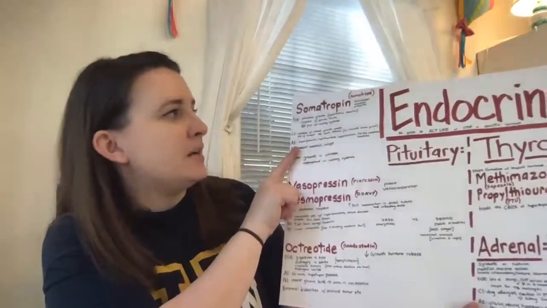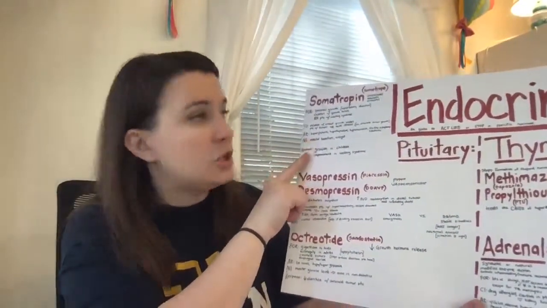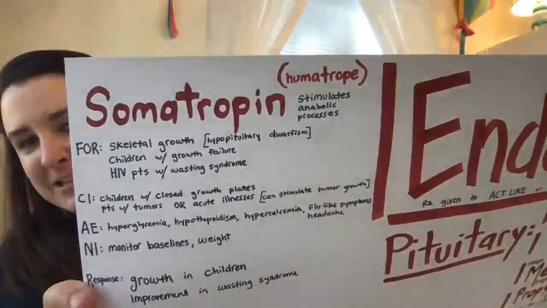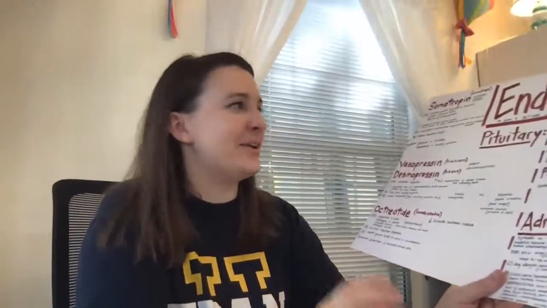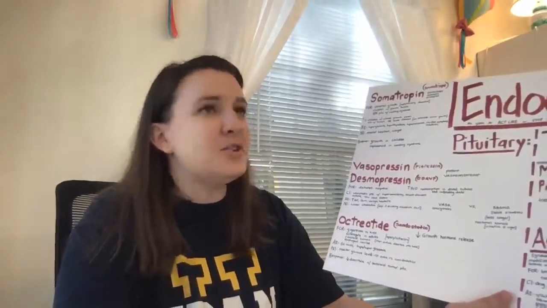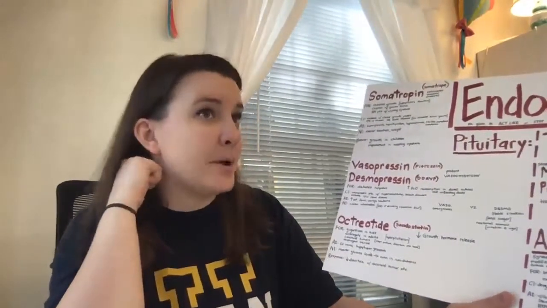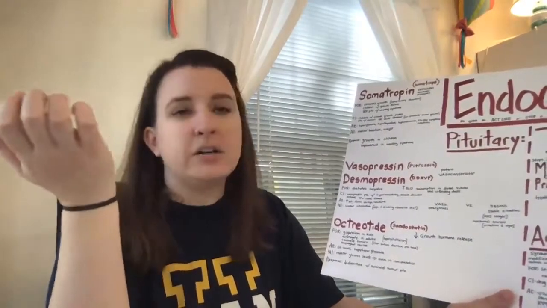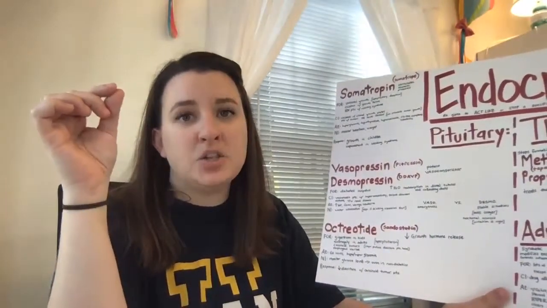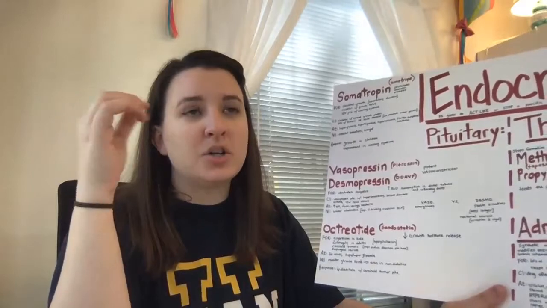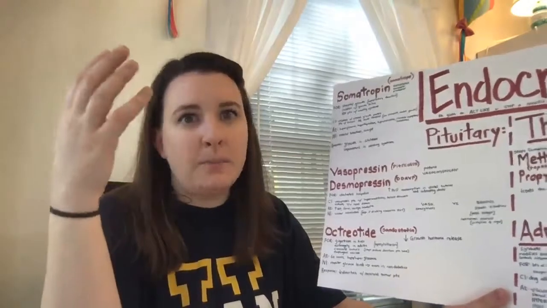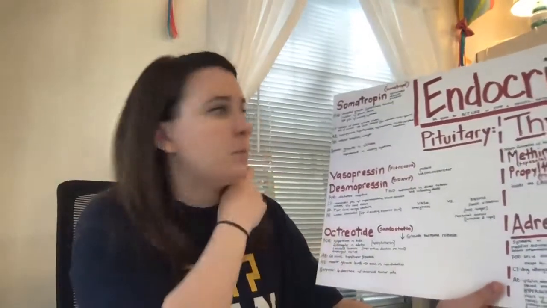The first drug we're going to talk about is somatotropin, which the brand name is Humatrope. Okay, so this drug in particular is going to stimulate anabolic processes. So this drug can be used for skeletal growth, if somebody has hypopituitary dwarfism, if the child has growth failure, and it can also be used for HIV patients who have wasting syndrome. So these people are children that aren't growing well, or HIV patients who are wasting away because of the disease. This can help the patient hopefully bulk up a little bit, gain some weight.